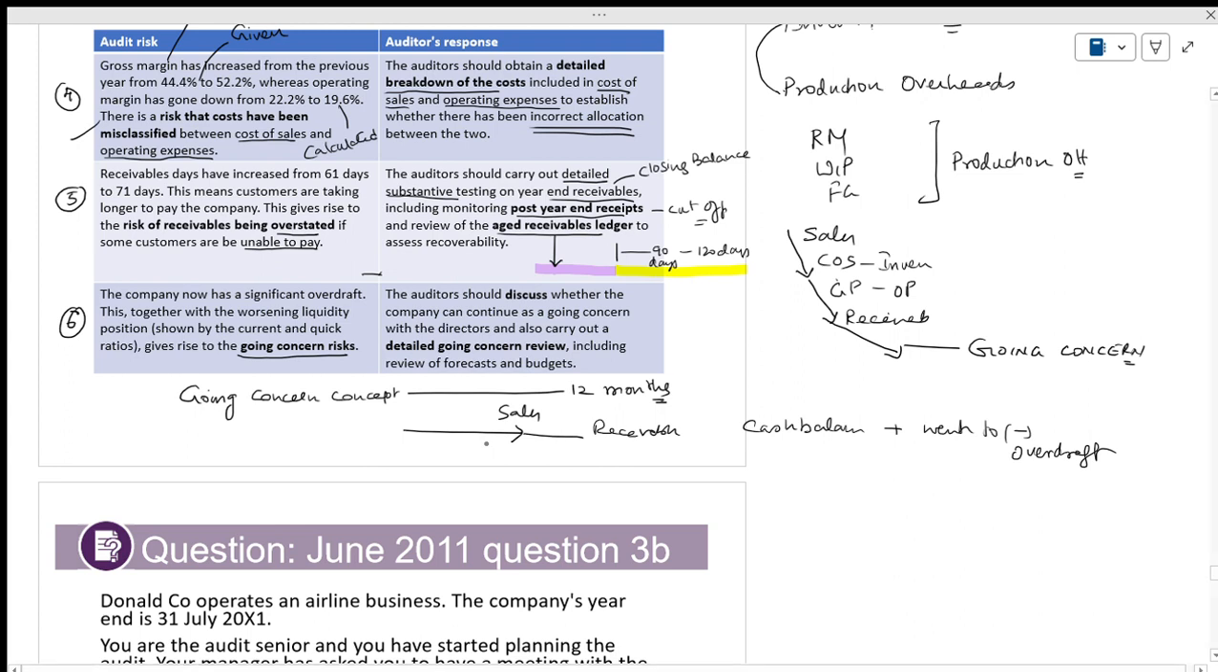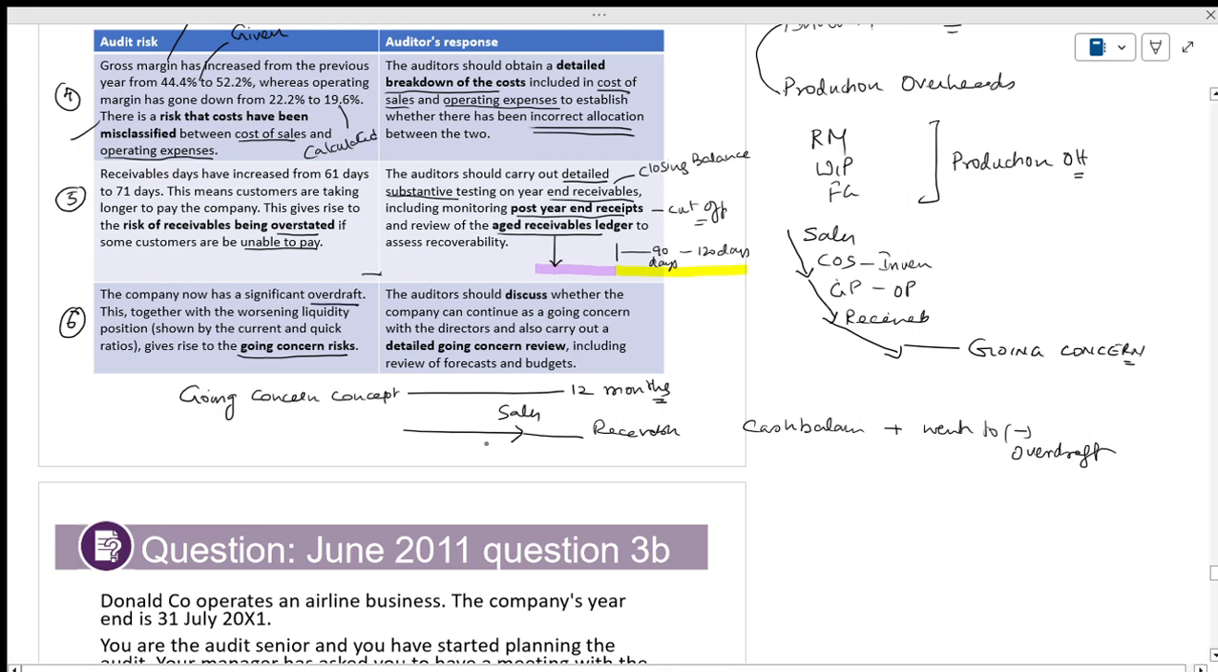Going concern is only for the next 12 months, very precisely. And this is the standard answer you can write in relation to audit risk and audit response. Standard one. Without any doubt, you will get 2 marks straight away. 2 marks. The company has a significant overdraft.